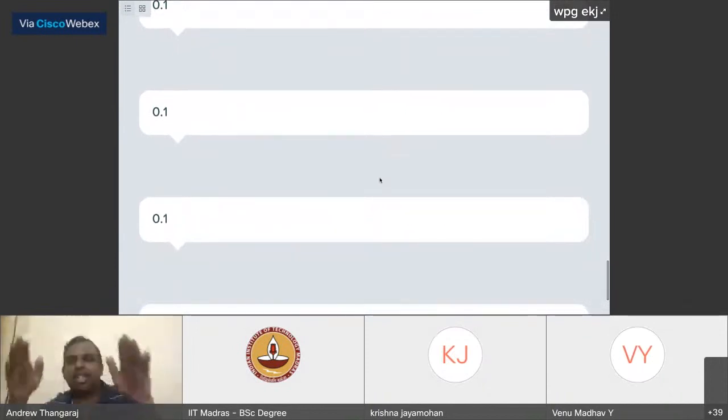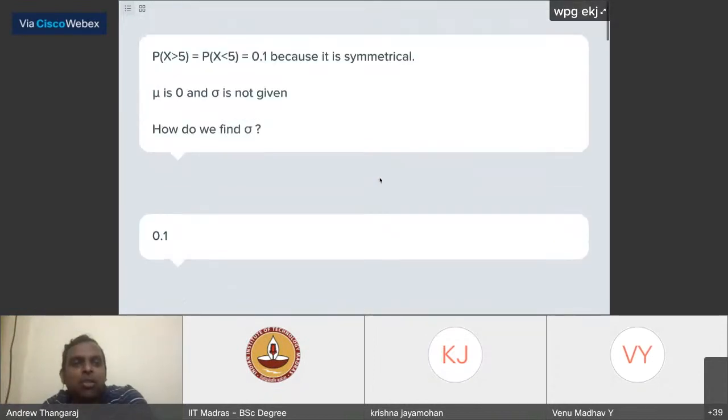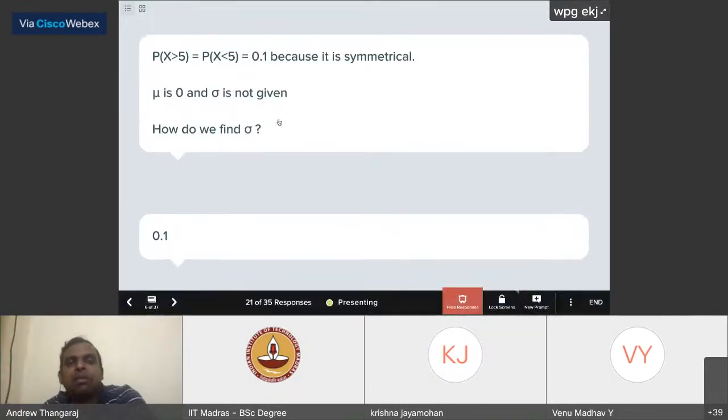So it's a symmetric shape, right? So if you're less than minus 5 or above 5, both areas are the same. Okay, there is that 1 minus confusion. So if you start writing out equations, you may go wrong, but think about it carefully. So how do you find sigma? How do you find sigma? Let me see. Who can give a method?